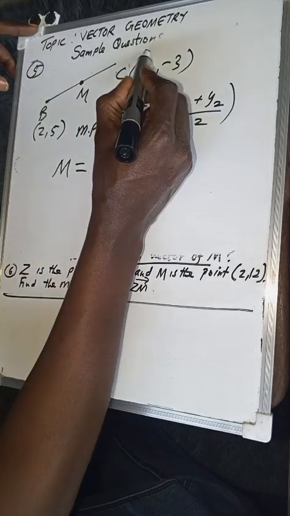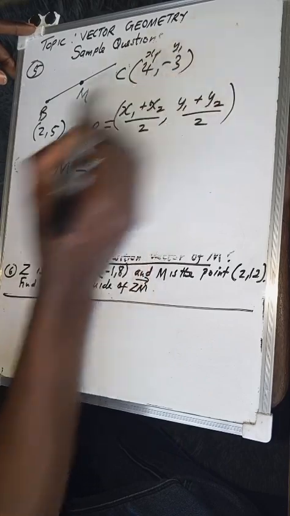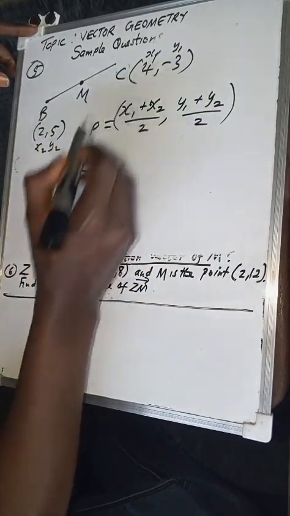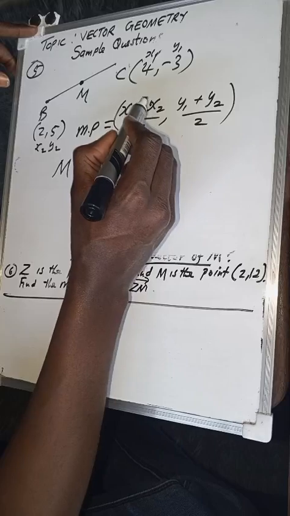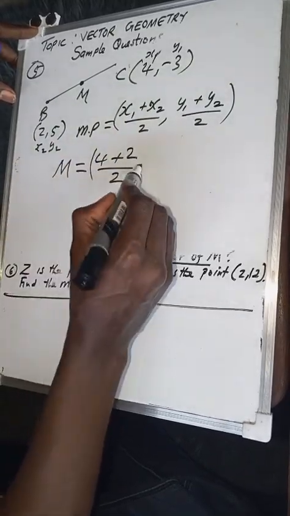So I can simply say this is x1, y1. This will be x2, y2. So what is my x1? It is 4 plus, what is my x2? It is 2, divided by 2, comma.